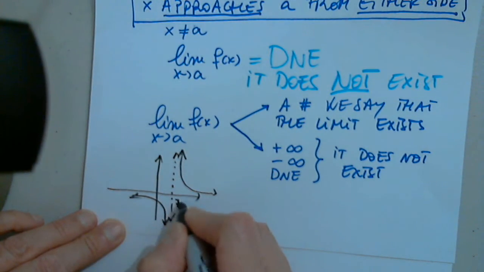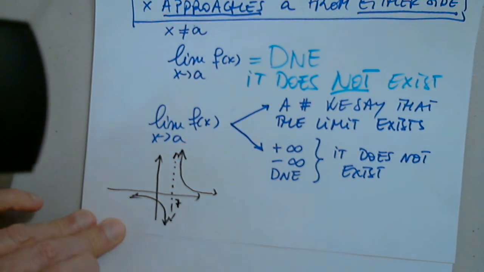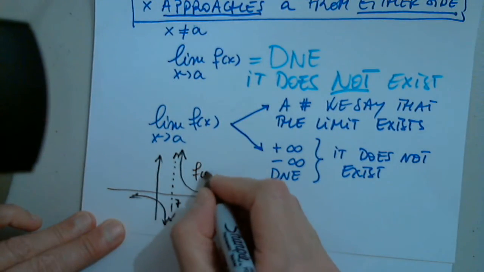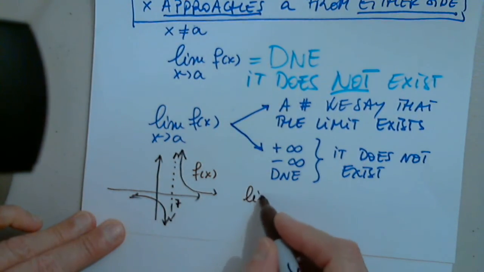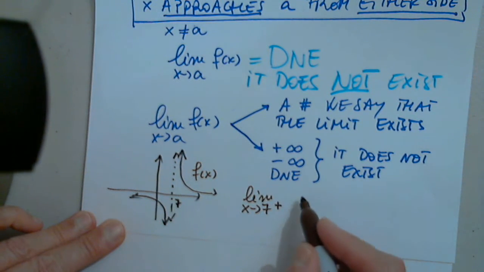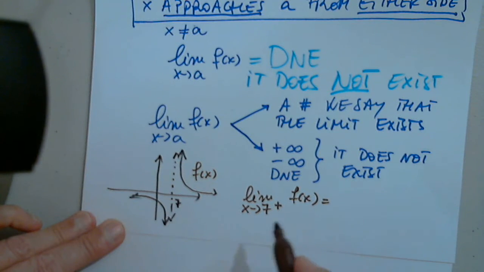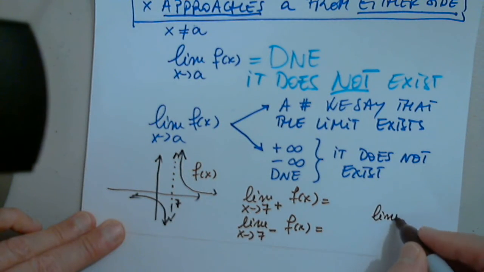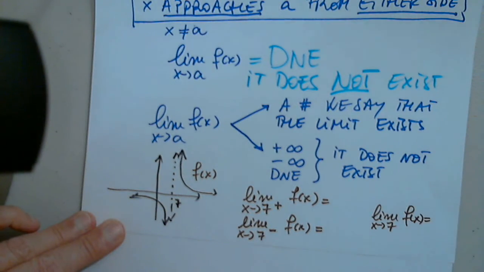So let's say this is your preferred 7. So now I want to write, so this is our function. I want you to tell me what is the limit as x approaches 7 from the right of f of x, and the limit as x approaches 7 from the left of f of x. And then I will ask you the limit as x approaches 7 from either side.